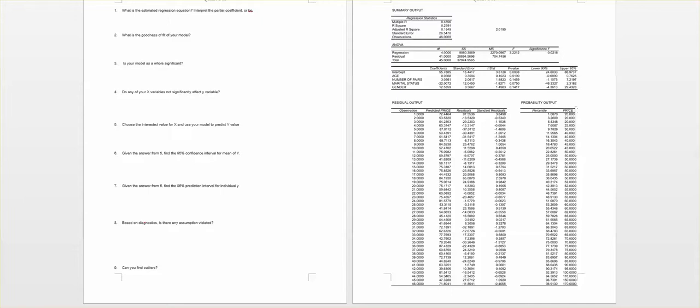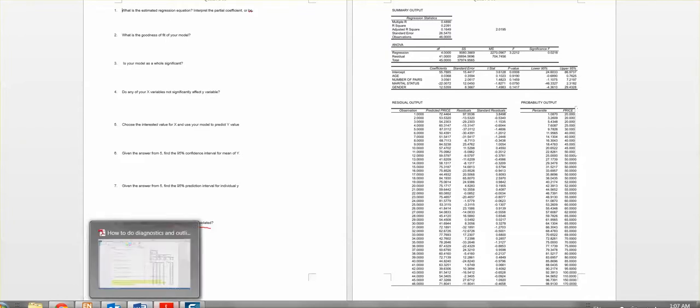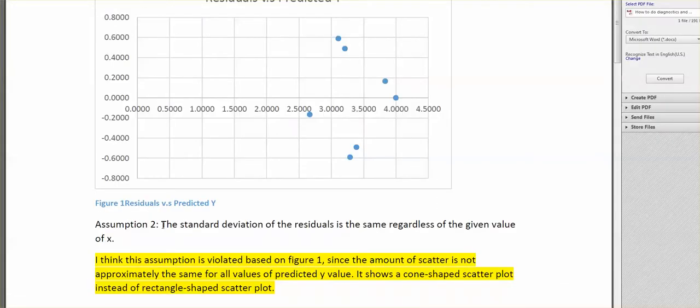So now we can look at our diagnostic questions. Based on the diagnostic, is there any assumption violated? Assumption 1 is a linear relationship. So what you need to do is a scatter plot, x versus y. However, we will focus on our second assumption. So what is our second assumption? Assumption 2 is that the standard deviation of the residual is the same regardless of the given value of x.